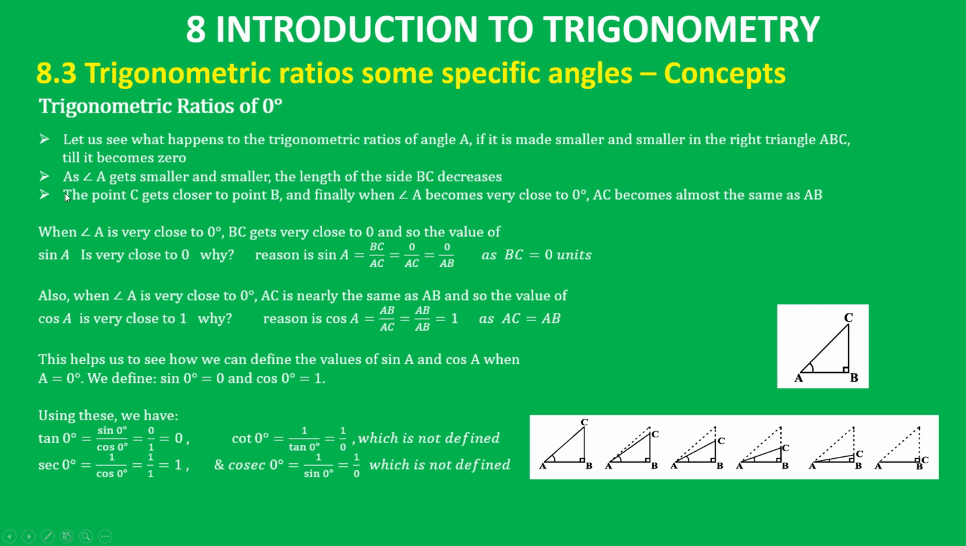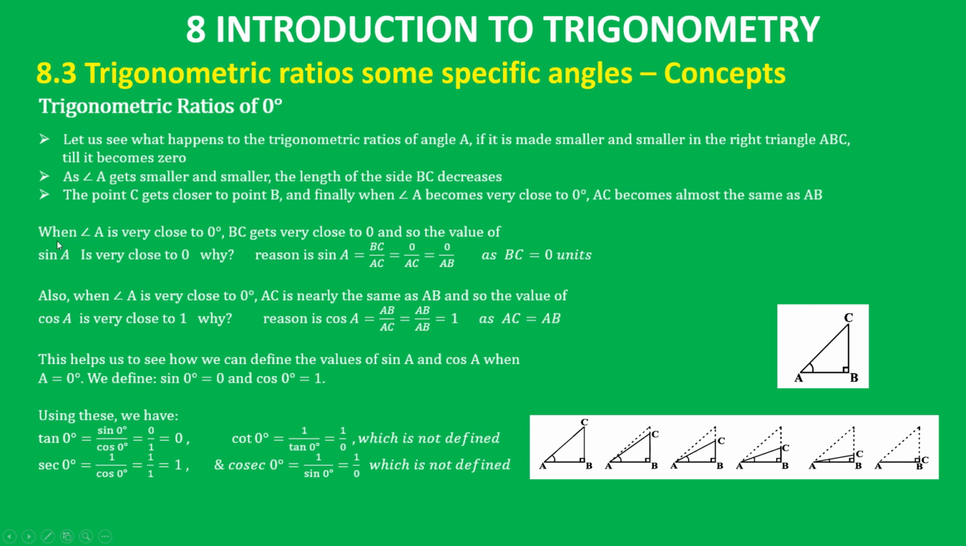As angle A gets smaller and smaller, the length of the side BC decreases. This side BC decreases, right? BC is decreasing and becomes 0. See, the point C gets closer to point B. C becomes B, and finally when angle A becomes very close to 0, AC becomes almost the same as AB. AC is equal to AB and BC is equal to 0.